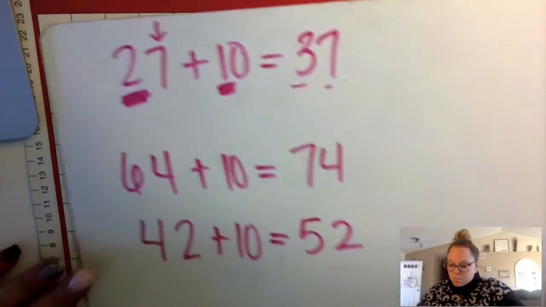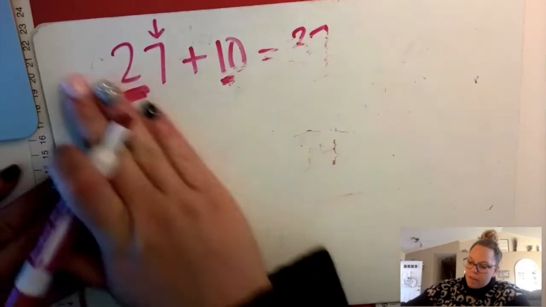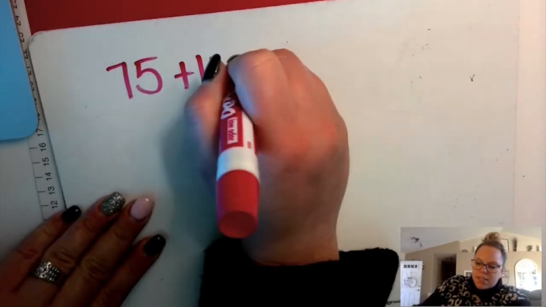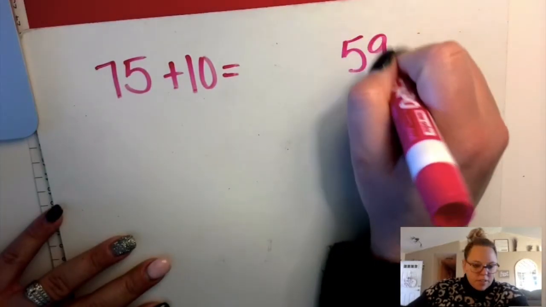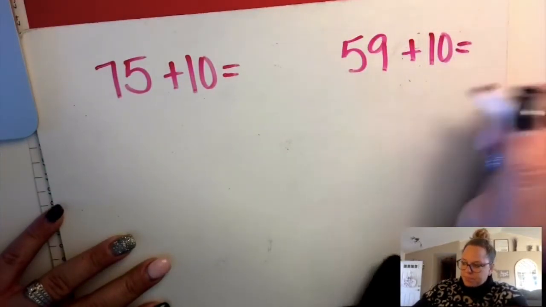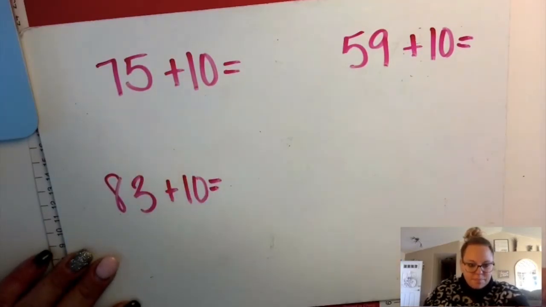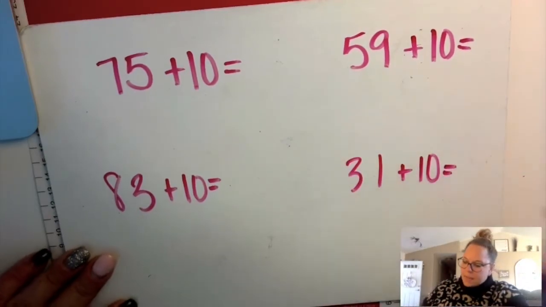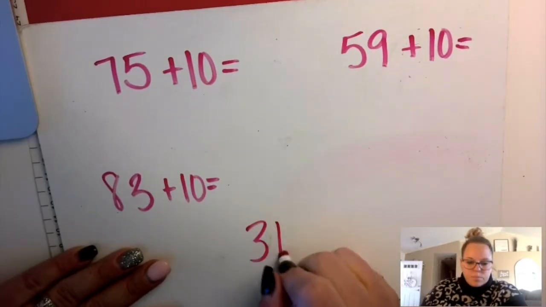Now, we're going to do a few more problems like this. All right, let me write down this first one. 75 plus 10. 59 plus 10. 83 plus 10. And 31 plus 10. Ooh, I wrote that one kind of off to the side. I'm going to rewrite that one. I'll rewrite it down here.